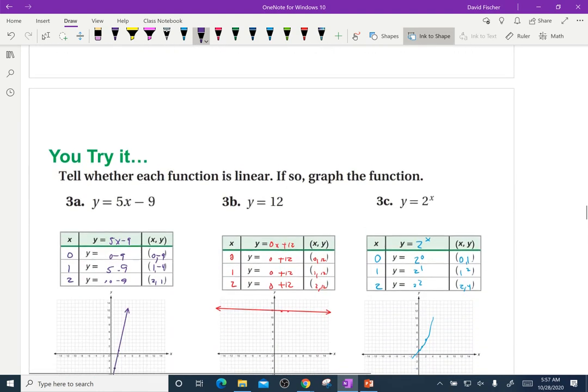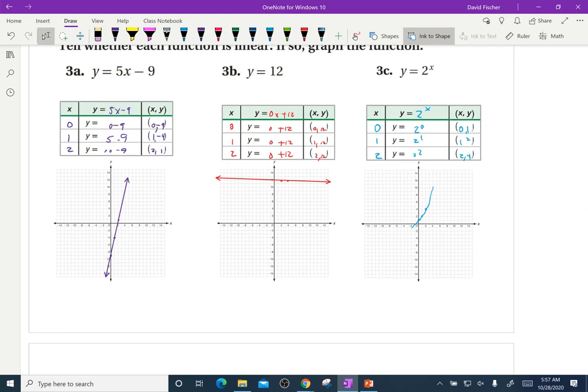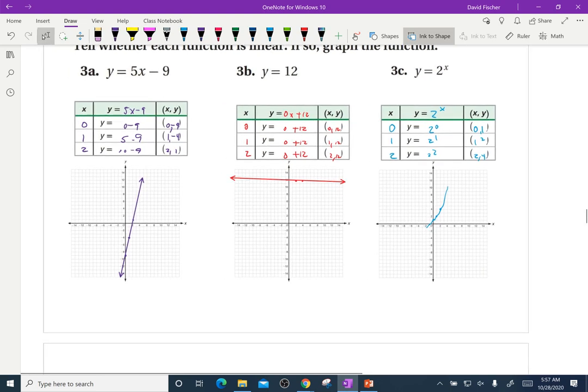Okay. All right, so welcome back. This is the best I can do on my lines here. Yeah, when it says y equals 12, you're going to find out that that's a horizontal line across the y-axis. When I put in any number, I always got out 12 because there's really 0 x's there.